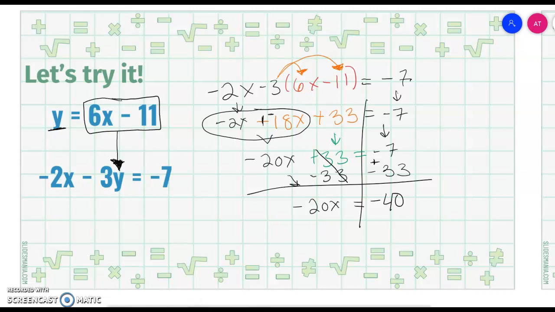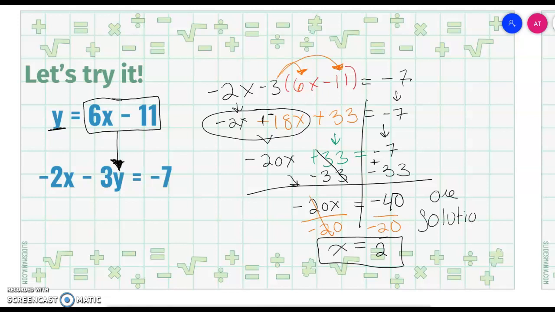And last step, like always, is x by itself. Nope, so all I need to do is whatever's attached to x, I need to divide by both sides. Now remember, carry your negative with it. A lot of you guys keep forgetting to carry the negative with it. So a negative divided by negative is a positive. 40 divided by 20 is 2. So this is a one solution problem for systems.